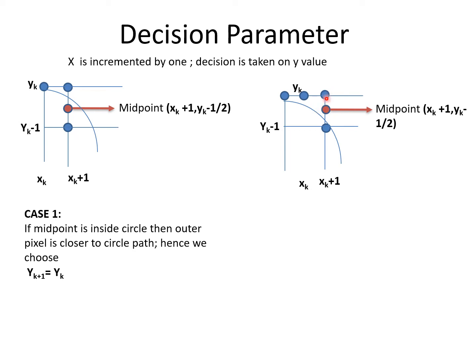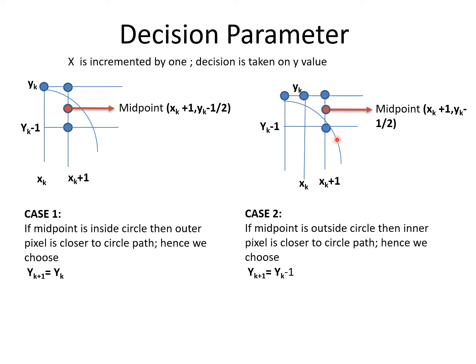Again, for the two candidate pixels, if we take the midpoint and the midpoint lies outside the circle path, then the lower pixel is nearer to the circle path. Hence we choose yk minus 1 as the next pixel point. So in case 2, if the midpoint is outside the circle, then the inner pixel is closer to the circle path. Hence we choose the next pixel value as yk minus 1.